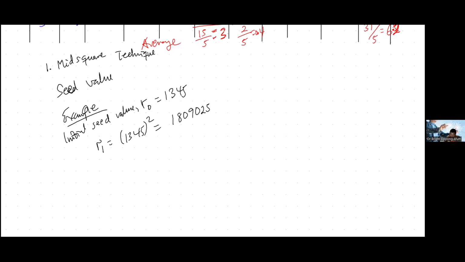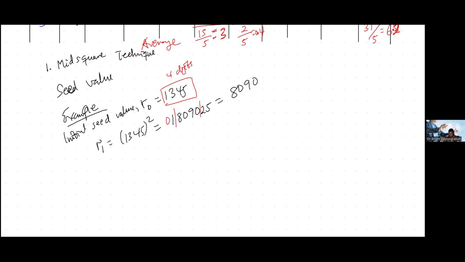1345 square is 1809025. Because the seed value is 4 digits in this case, you ensure that all your other values are 4 digits. So I take these 4 digits and I can put 0 here, right? So my next random number is 8090.